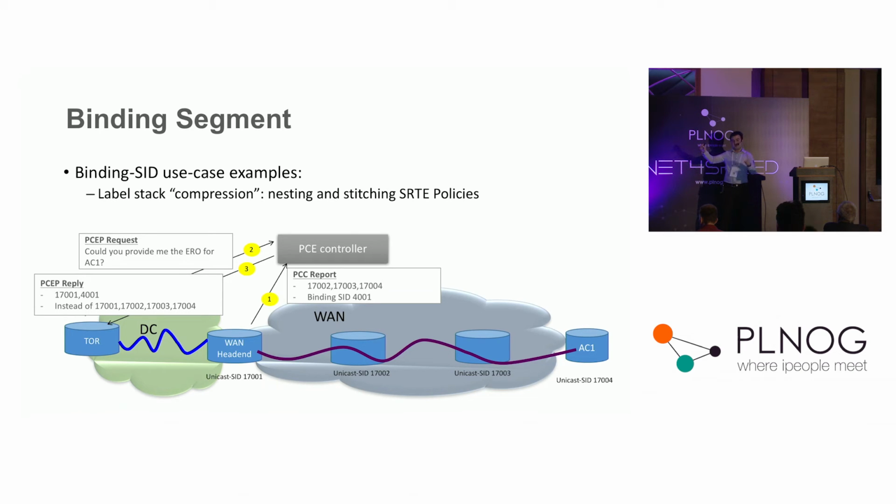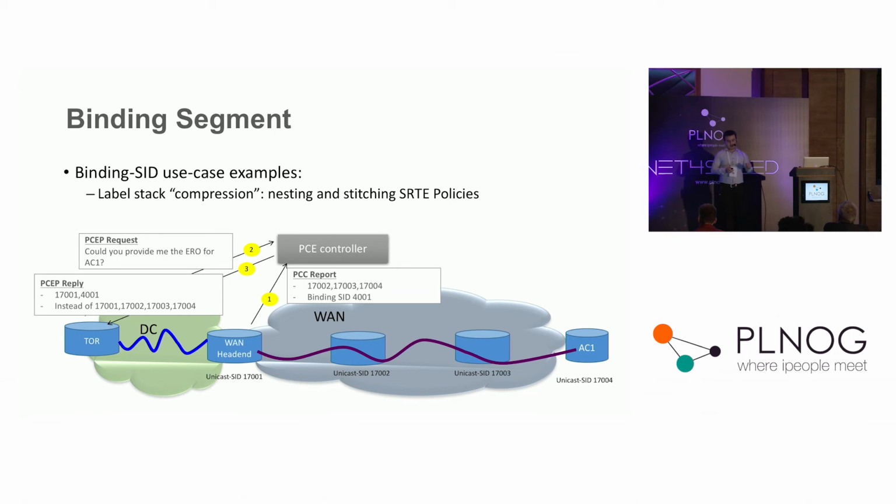Yeah? That's the exit point from the data center. And to reach 1 head end, you need to use 17,001. That's the node segment ID of 1 head end, right? And the second segment ID is that binding SID. So you see now, on the Tor, we have only 2 segment IDs or only 2 labels to reach the destination instead of having 4 or 5 of them, right?